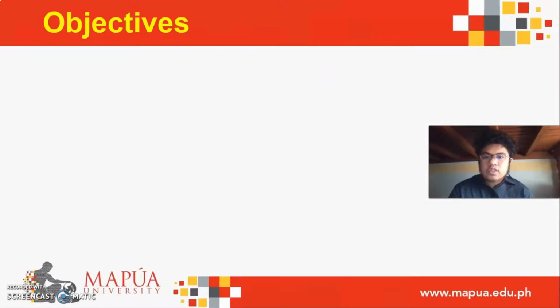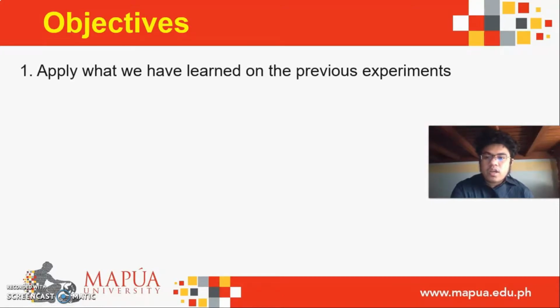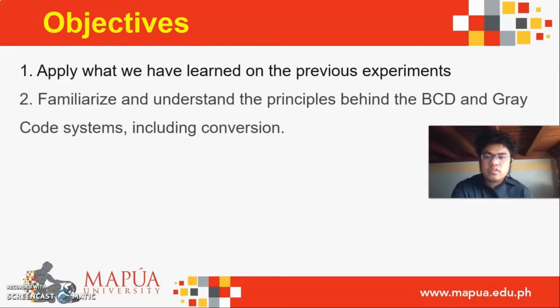I'm going to present by starting with the objectives. The objectives of this experiment are the following. We need to apply what we have learned on the previous experiments within the term. We also need to be familiar with and understand the principles behind the BCD and Gray systems, which includes the conversion itself.